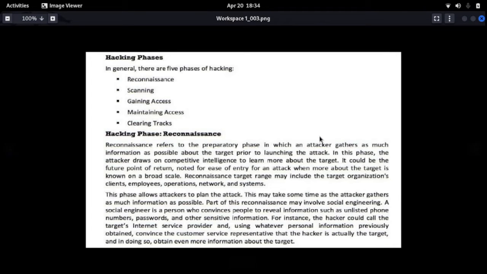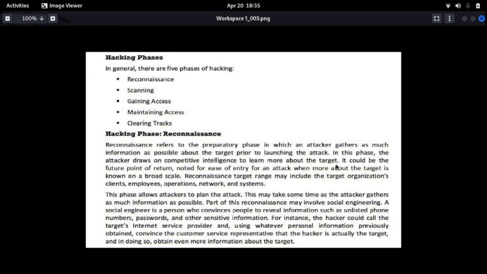Quickly, the phases of hacking. There are mainly 5 phases of hacking. Number 1, we have the reconnaissance phase, then the scanning phase, gaining access, maintaining access, and clearing tracks. Now let's look at reconnaissance. Reconnaissance refers to the preparatory phase in which a hacker gathers as much information as possible about the target prior to launching the attack. And that is easy.